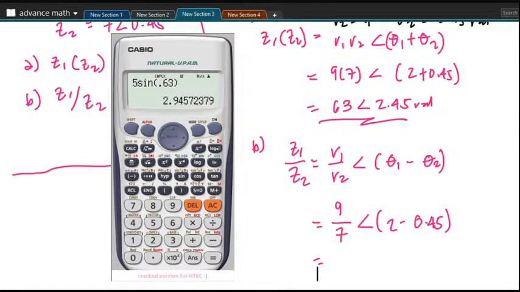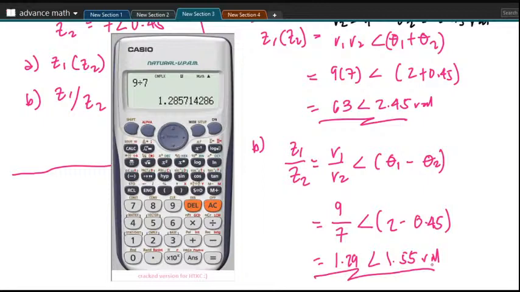So we will now be using our calculator in solving this one. So that is 9 divided by 7. This is equal to 1.29. Then we have 2 minus 0.45. So this is equal to 1.55 radians. Okay, this is now our answer.